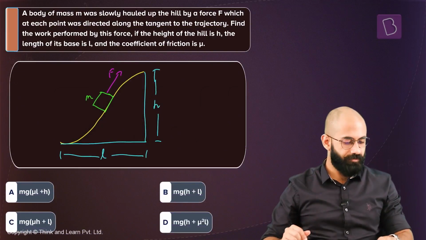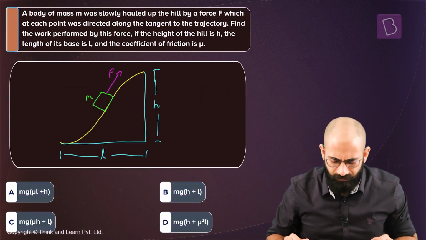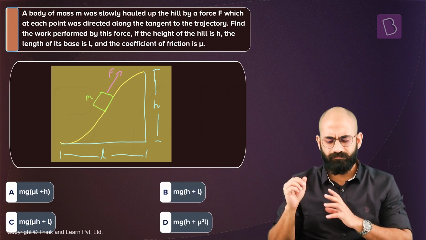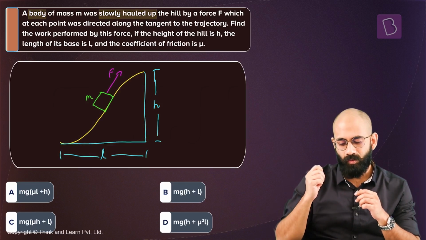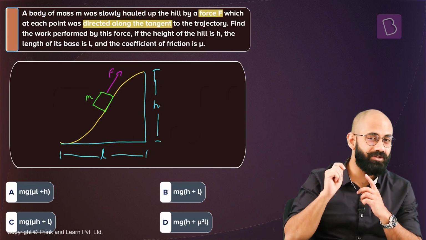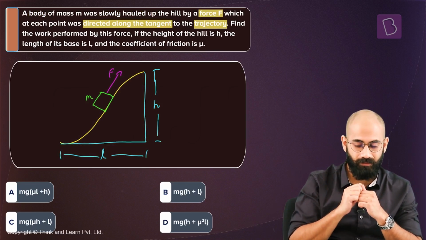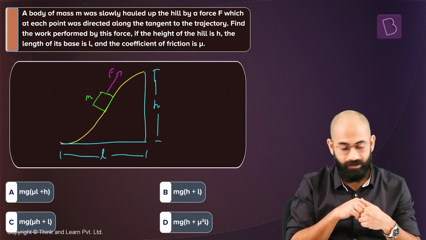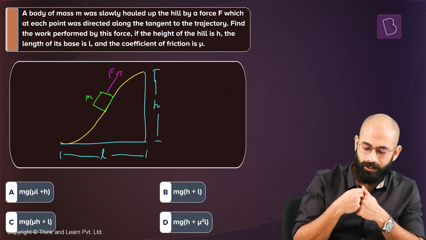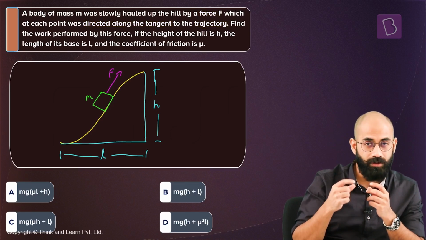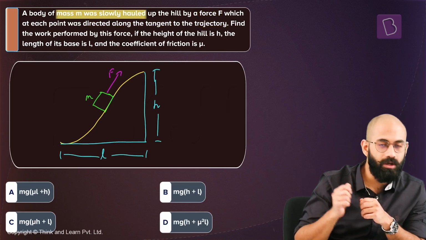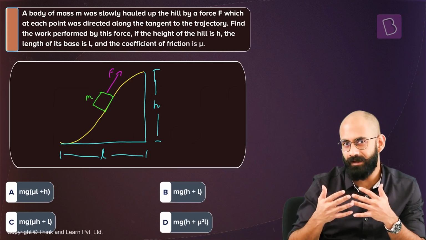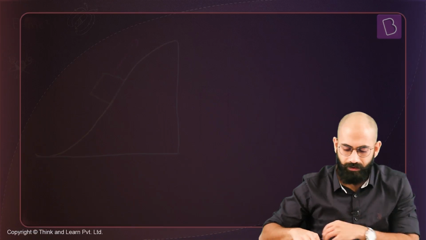Okay, cool. Let's check this problem. What do we have here? We have this weirdly shaped curved slope, and there's this block that's being pulled up with a force that's always tangential to the surface. It's also being pulled up slowly. You can see here that the mass m was slowly hauled up, which means we can assume that it's not accelerating, right?